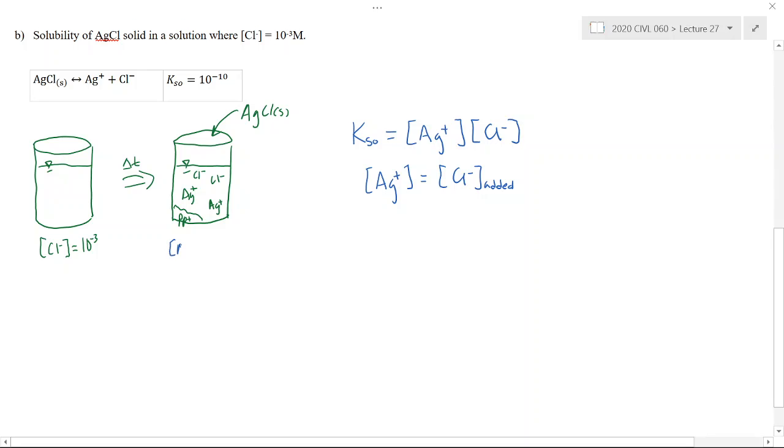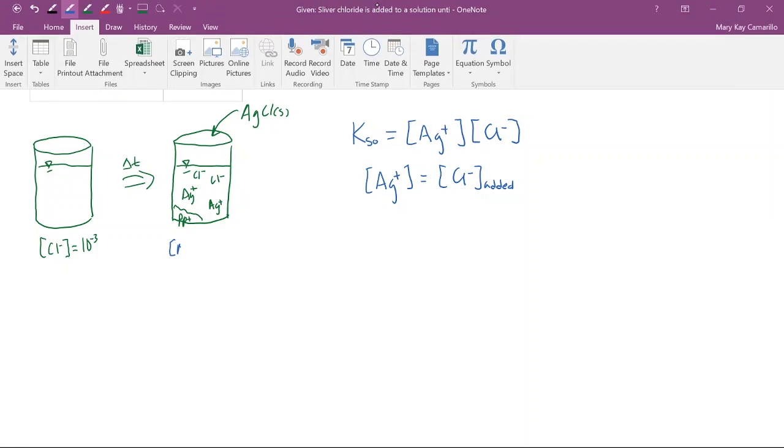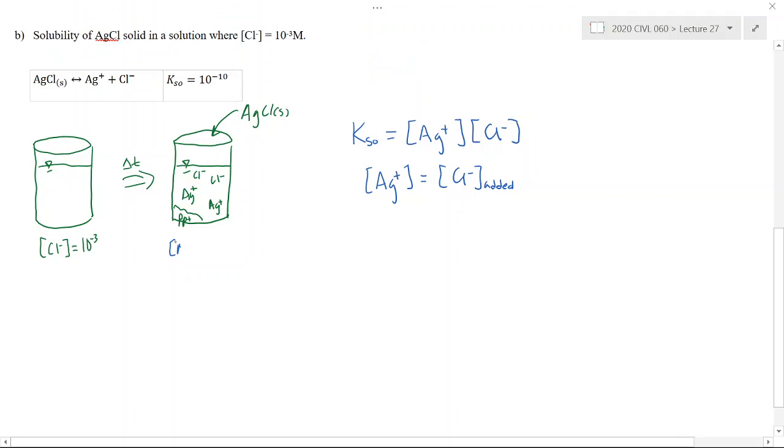Got to keep my colors straight here. We want to have a silver concentration here and a chloride concentration here. And so this will be 10 to the minus 3 plus whatever is added. Let's call that the silver.